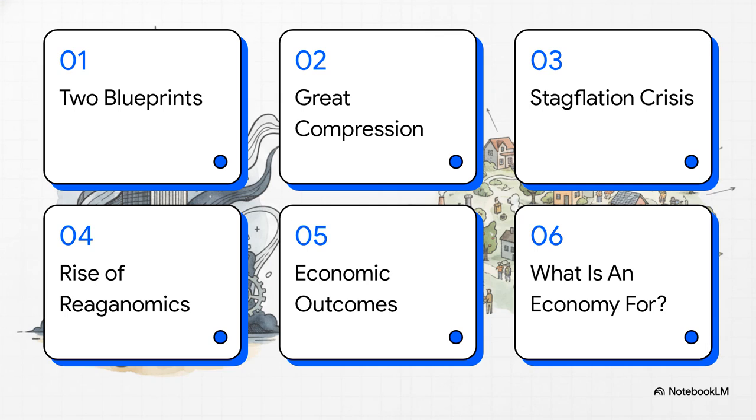First up, two blueprints for prosperity. Then, the Great Compression era, followed by the crisis of stagflation. After that, the rise of Reaganomics. We'll wrap up by comparing the economic outcomes and finally ask the big question: what is an economy for?